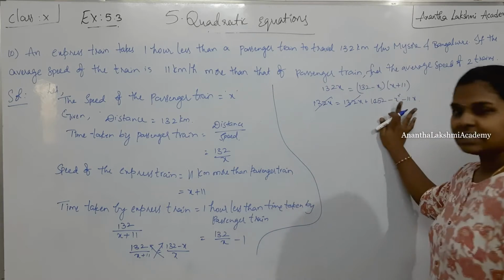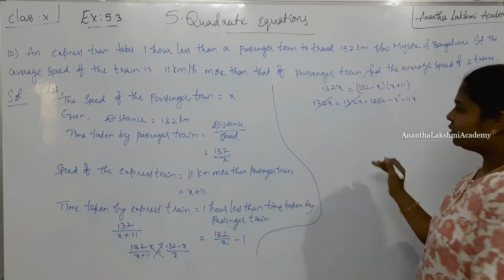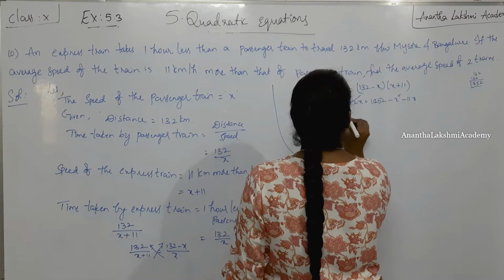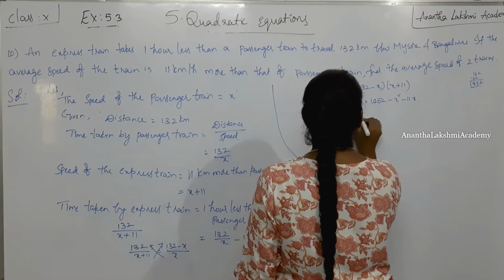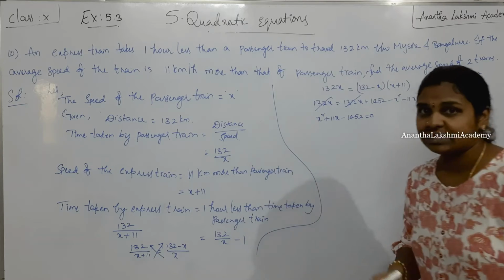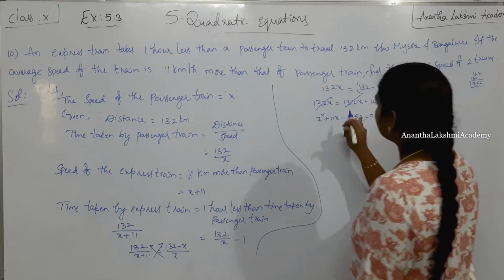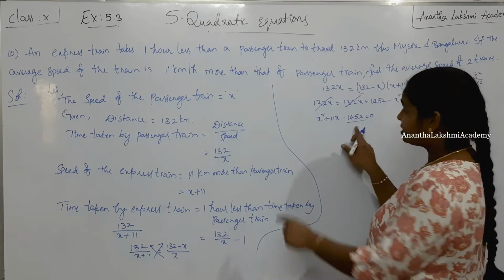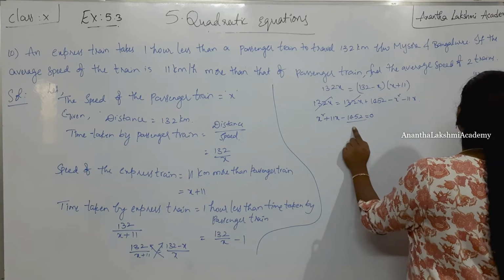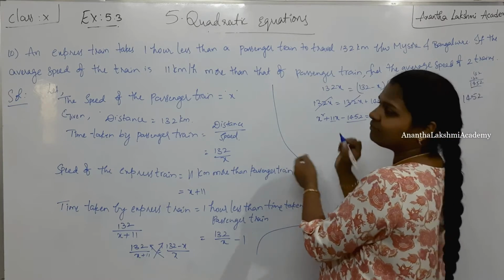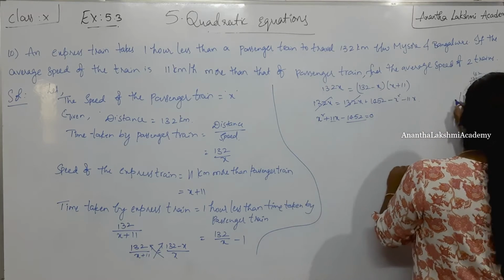As the x square term is negative, I am going to bring the whole equation to this side. x square plus 11x minus 1452 is equal to 0. Now it's time for us to figure out the factors of 1452. The product of the coefficient and constant is 1452 and we need to get the sum as 11. So let us try figuring out those factors.